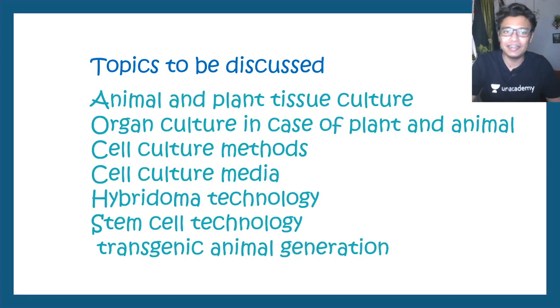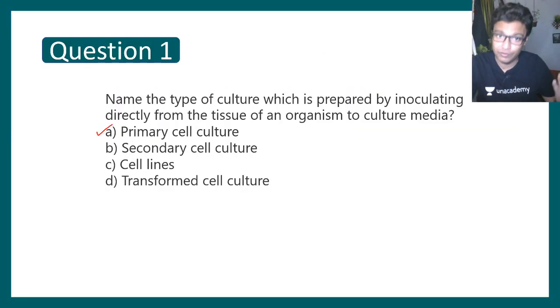Let me tell you the topics that are really important and that need to be discussed. These are animal and plant tissue culture basics, organ culture for plant and animal, cell culture methods, cell culture media, hybridoma technology, stem cell technology, and transgenic animal generation. So these are important topics that you should know before going to the exam. Now, in this particular video, it's not possible to talk about all of these things, but I would list all of these concept-bearing videos in the I button. So click on the I button for more information.